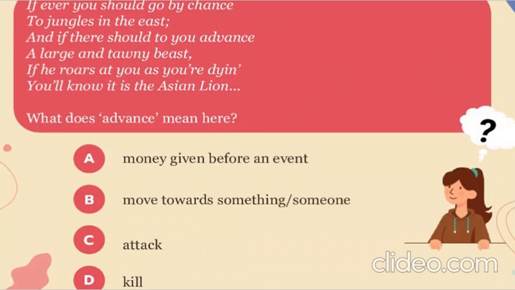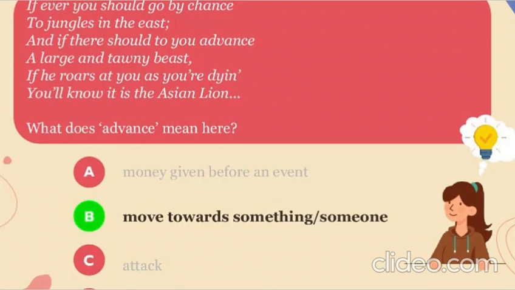Next one, what does advance mean? Yes, I even explained it. If there should to you advance, advance means to move ahead, to come in front of someone. So the correct answer will be move towards something or someone. The Asian lion will come towards you. So that is the right answer.